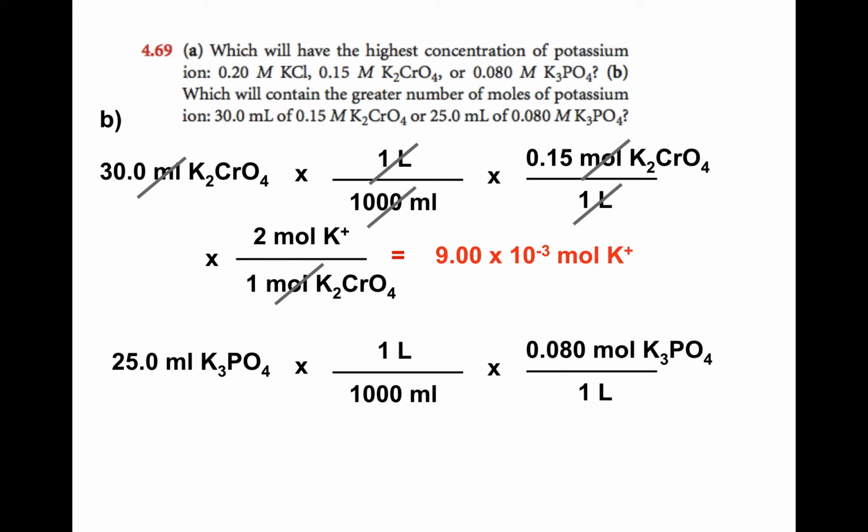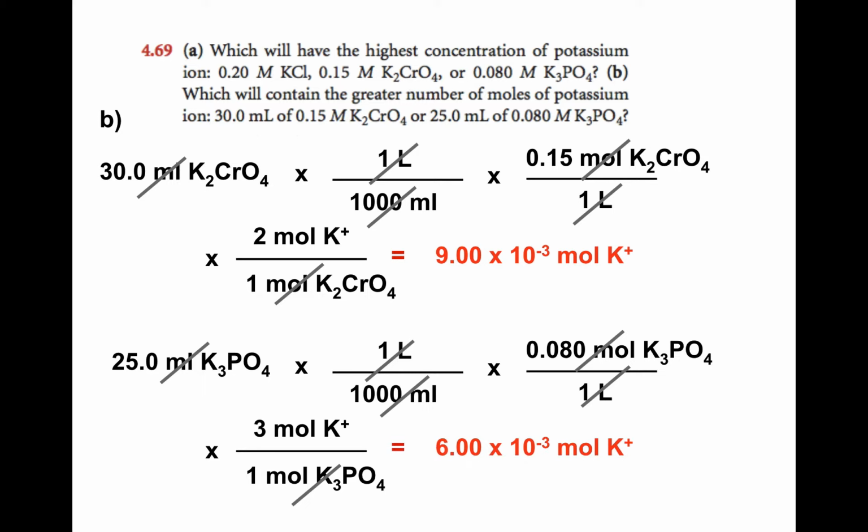Do the same for potassium phosphate. Convert to liters, convert to moles of the ionic compound, convert to moles of the potassium ion, and when I multiply across, we see that my 30 milliliters of my 0.15 molar potassium chromate solution is going to have the most moles of potassium ion.